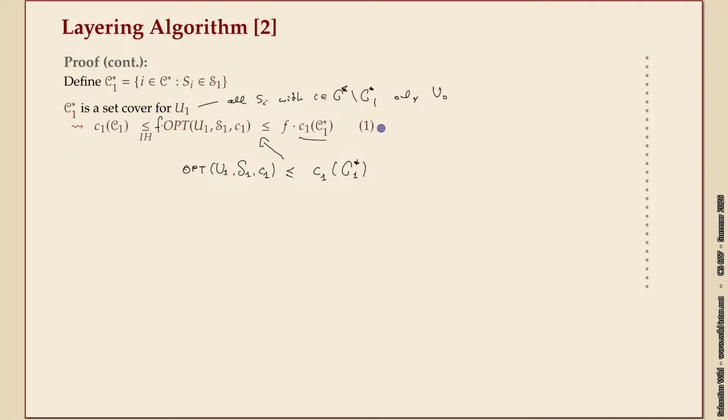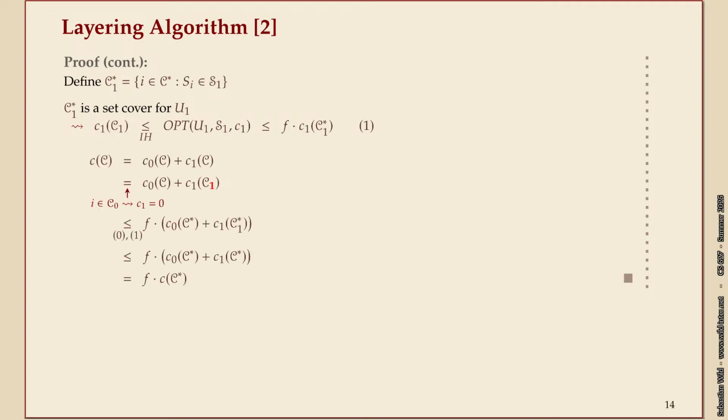But also remember this part. If I take the part of the solution I get recursively and evaluate it under the residue cost, C1, that's at most F of what I get for the cost of the part of the optimal solution on this universe U1. And now we're essentially ready to puzzle everything together.